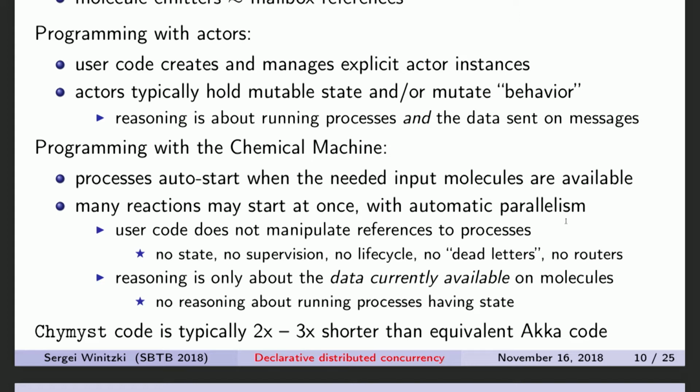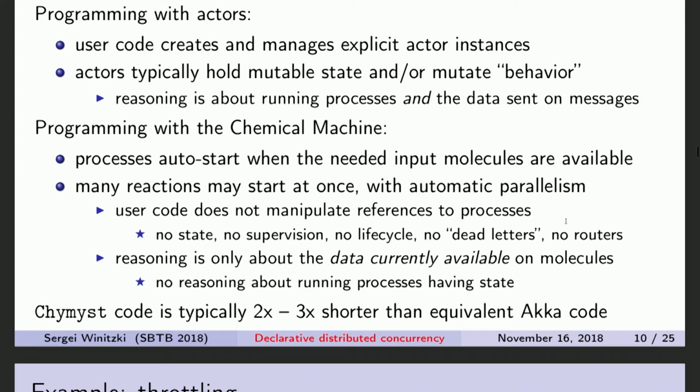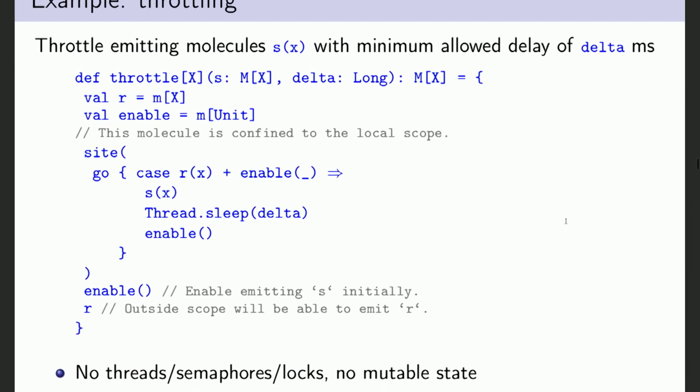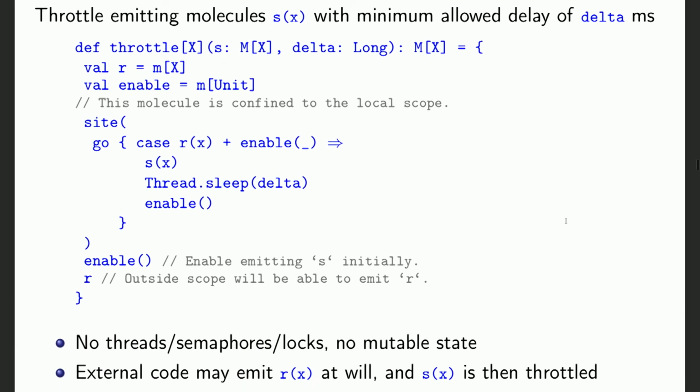Similarly, in the chemical machine, you don't think about instances of actors. You specify your computation. There's no state, there's no supervision, there's no life cycle, there's no dead letter, there's no router, there's none of this. And the code is typically several times shorter than Akka code as a result. I will be boasting this throughout this talk. Here's one first example. Okay, throttling.